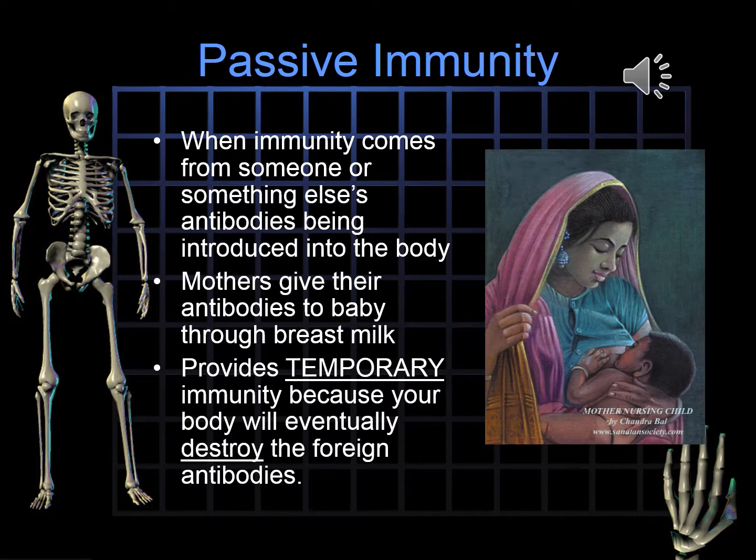Passive immunity is when the immunity comes from somebody else. So you get antibodies from somebody else, and one prime example of that is breastfeeding. It provides very temporary immunity because your body will eventually destroy those antibodies that you got from someone, and then you're left with nothing.